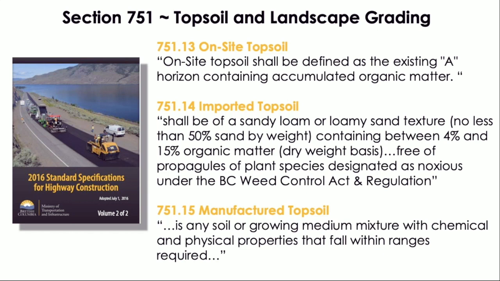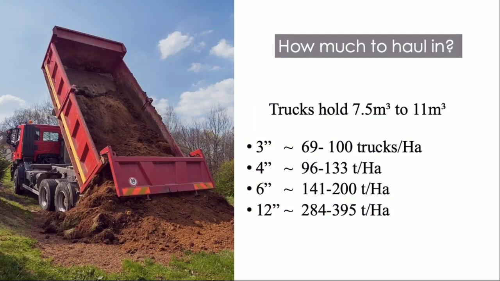But when topsoil is specified, what are we really paying for? Many times, the specification has no truly measurable elements of the quality of the topsoil regarding the biotic life in it, and a little bit of the organic matter is mentioned. But really, at the end of the day, we're paying a premium for that brownish dirt that is also common. For example, how much are we hauling in? We can see here that hauling in truckloads to spread about 3 inches over a hectare would be around 70 to 100 truckloads per hectare, and more even if we specify 6 inches. That's a lot of money that we're hauling in.